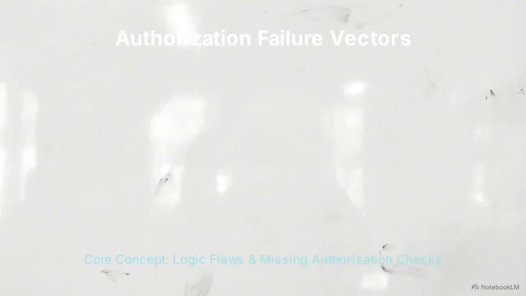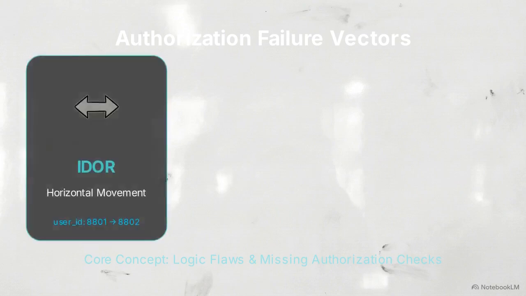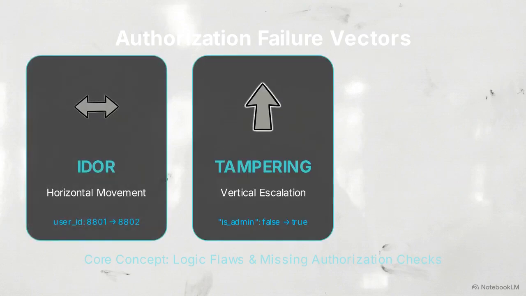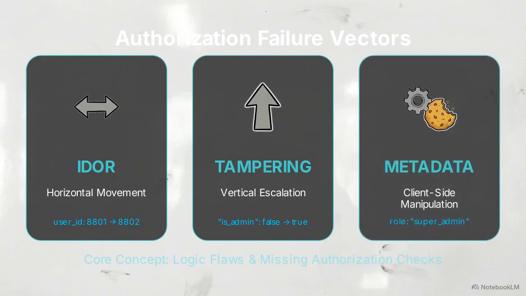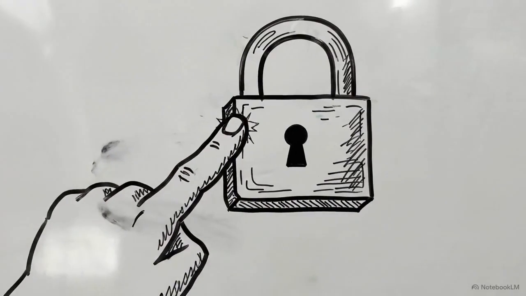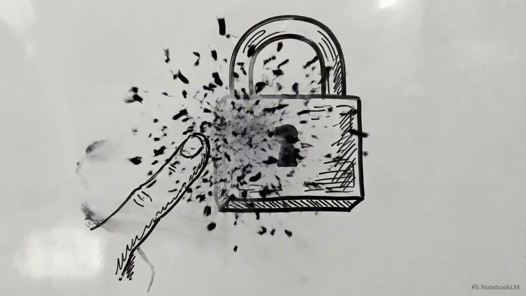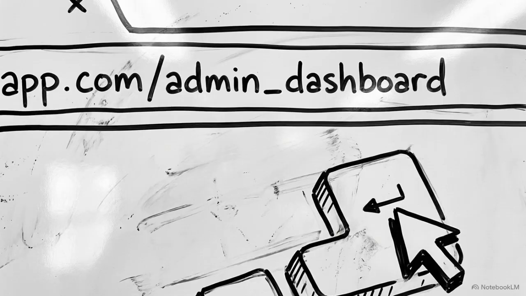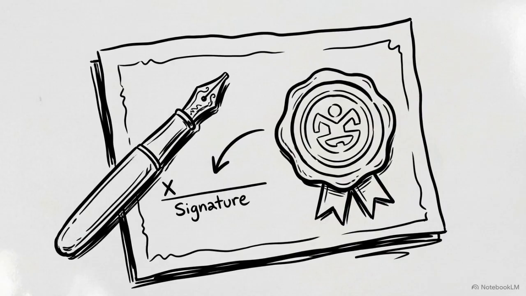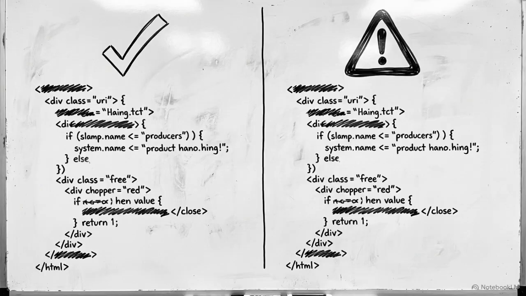We have now mapped the primary vectors for authorization failure: lateral IDOR, vertical parameter tampering, and client-side metadata manipulation. When access controls are broken, the structural security of the application dissolves. The strength of the server's encryption matters little if the software is designed to grant access to anyone who simply knows the correct URL. These techniques should only be utilized on systems where you have explicit written permission to perform security testing. Logic flaws are often more difficult to detect than standard exploits because they involve the application working exactly as programmed, but without proper checks.